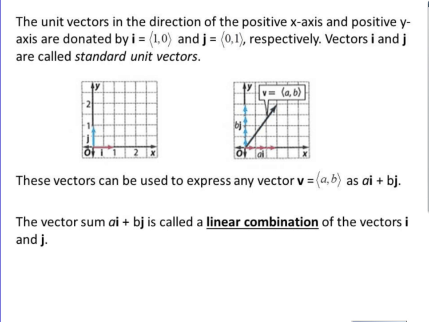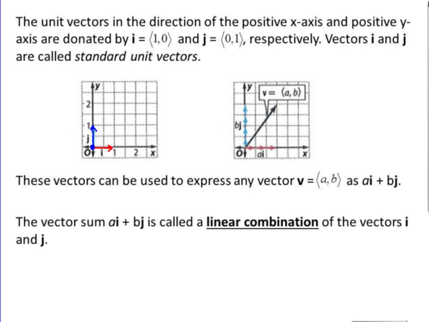So vector i will always start at the origin, have a length of 1, and run along the x-axis. Vector j will start at the origin, have a length of 1, and run along the y-axis.